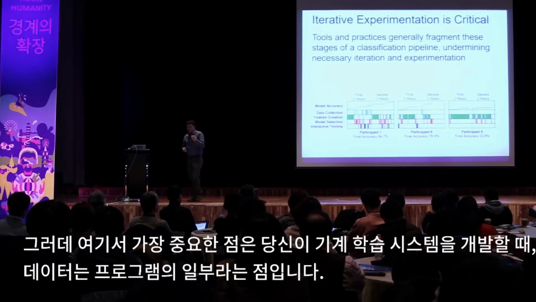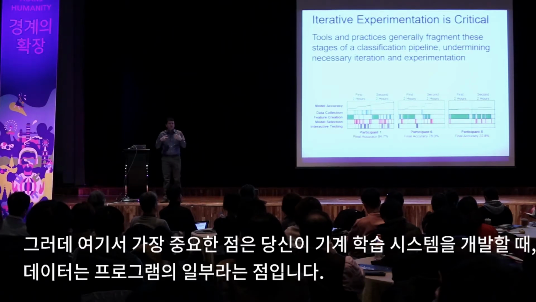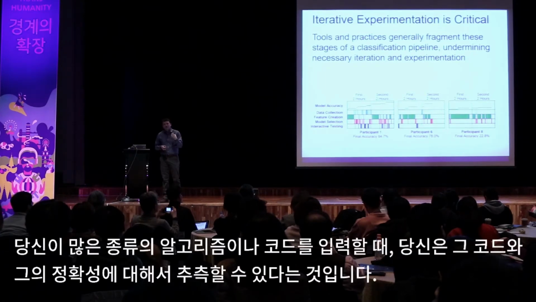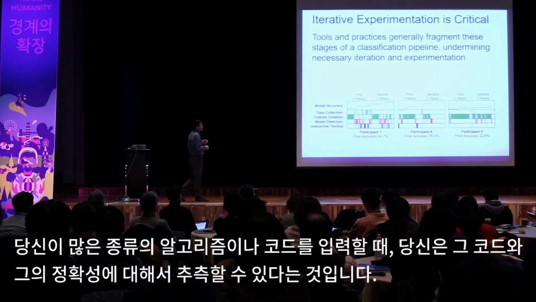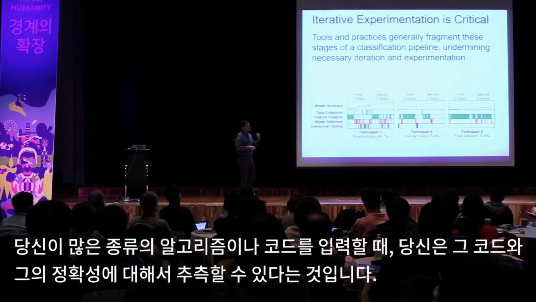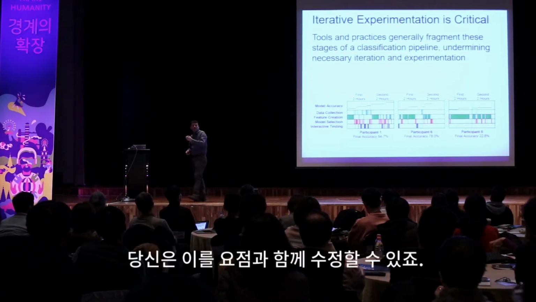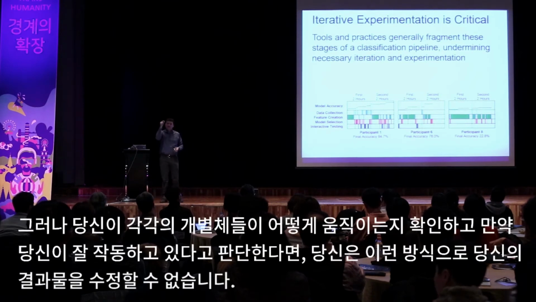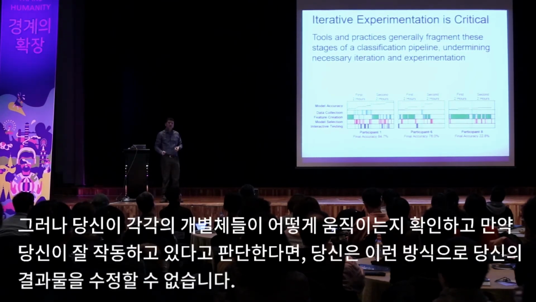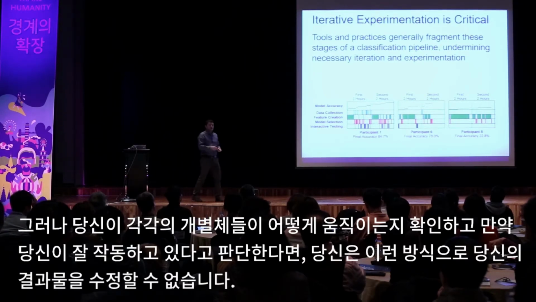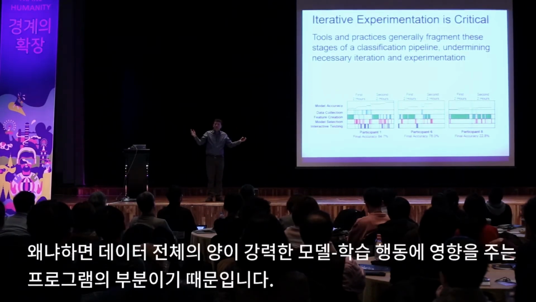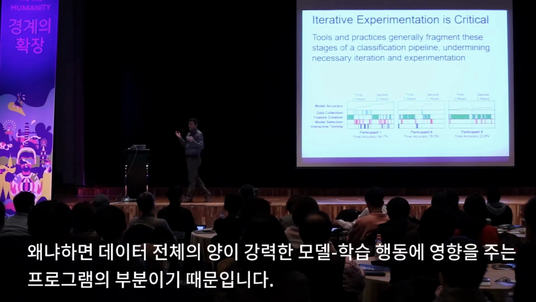But the fundamental thing here is that when you write a machine learning system, the data is part of the program. When you write many algorithms, many kinds of code, you can reason about the code, you can reason about its correctness, you debug it with breakpoints. You watch individual things happen and you decide if the right things are happening in your algorithm. You can't debug machine learning in this way because the volume of data as a whole is part of the program. It controls the behavior of how the model learns.